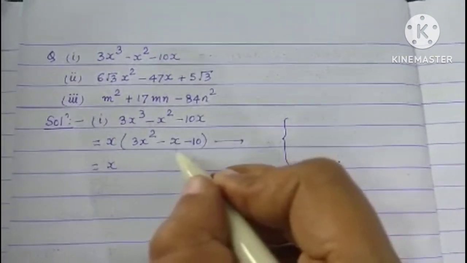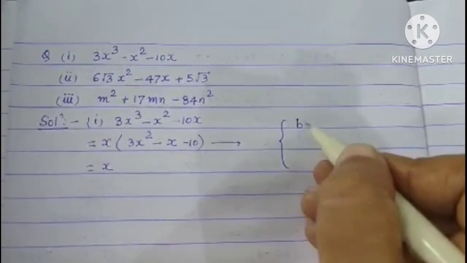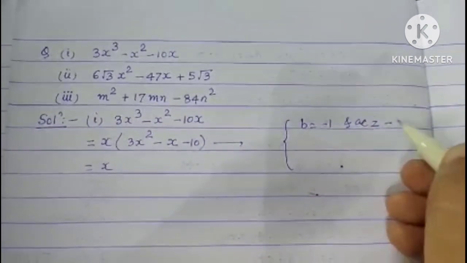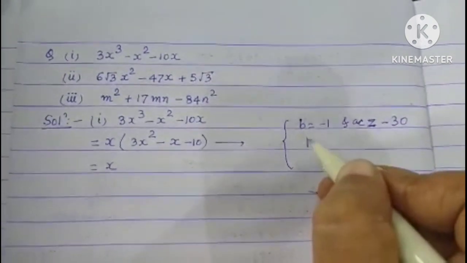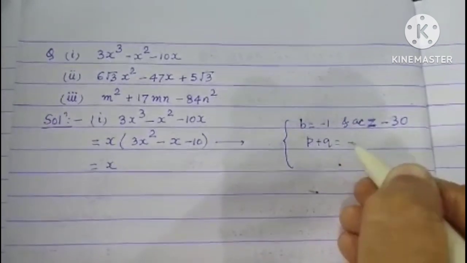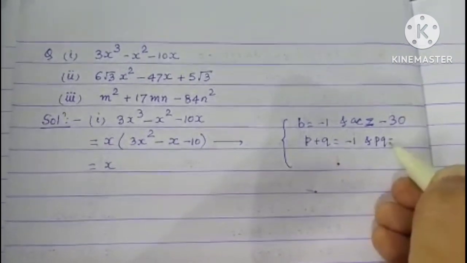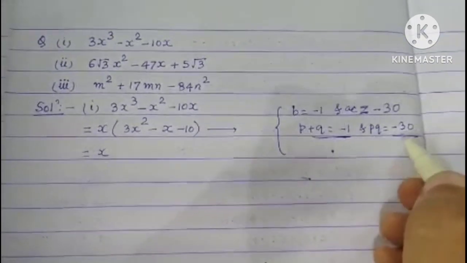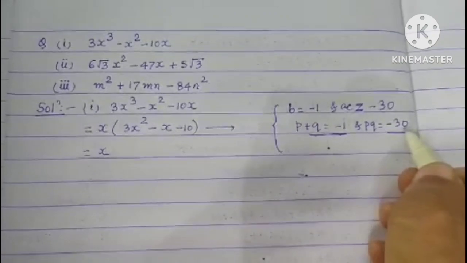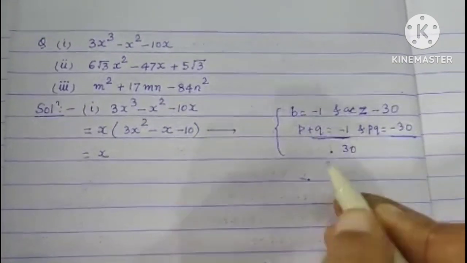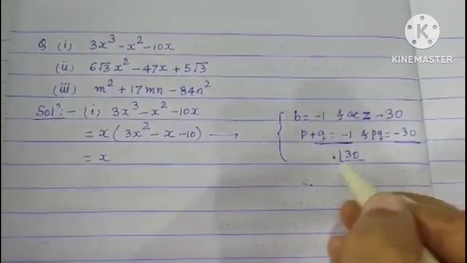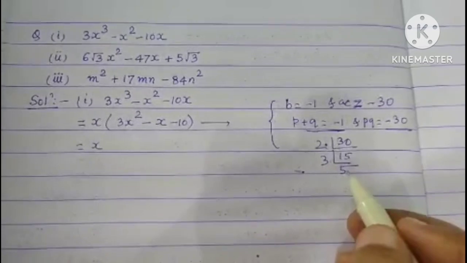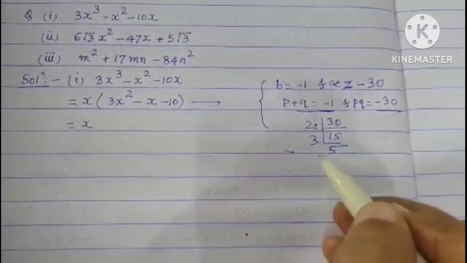If you compare this with ax square plus bx plus c, so b equal to minus 1 and ac equal to minus 10 into 3, so minus 30, ac equal to minus 30. So you have to find p and q, so that p plus q equal to minus 1 and pq equal to minus 30, both in minus. So we will try from here. Minus 30, 2 15s are 30, 3 5s are 15. Okay, now what are the factors?